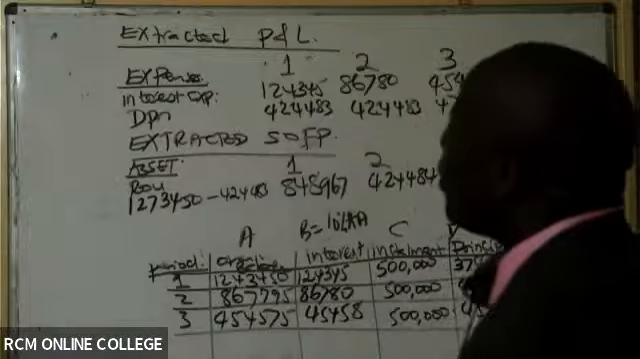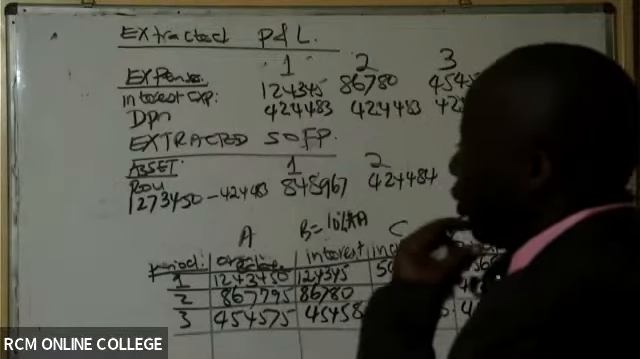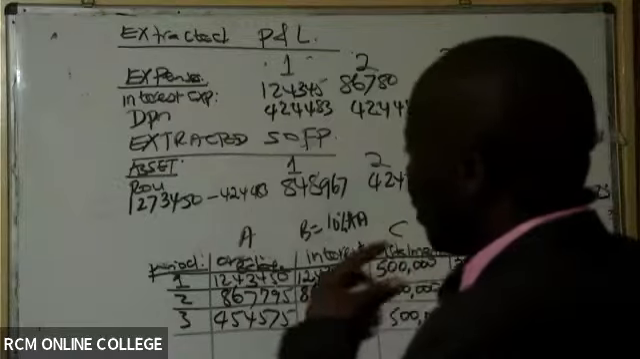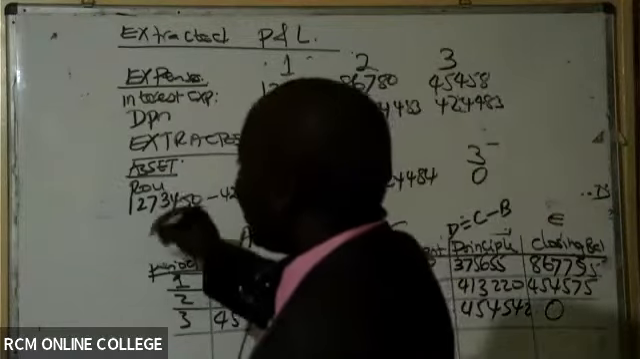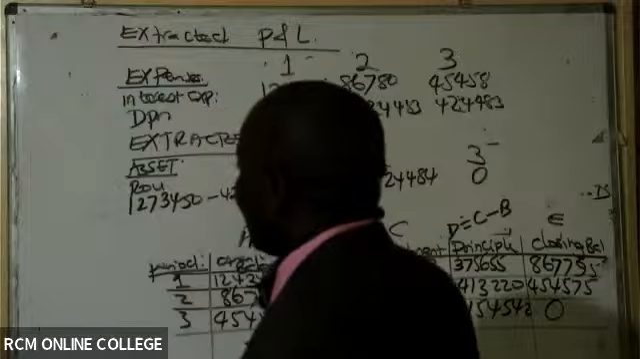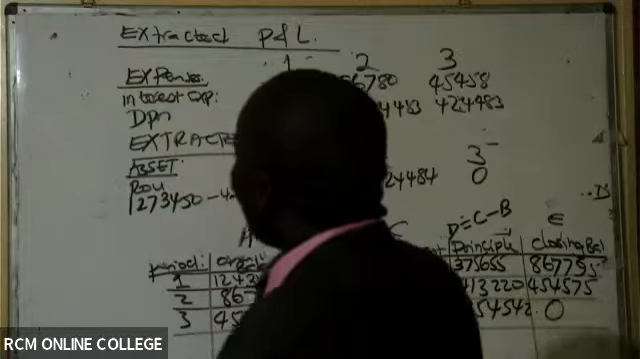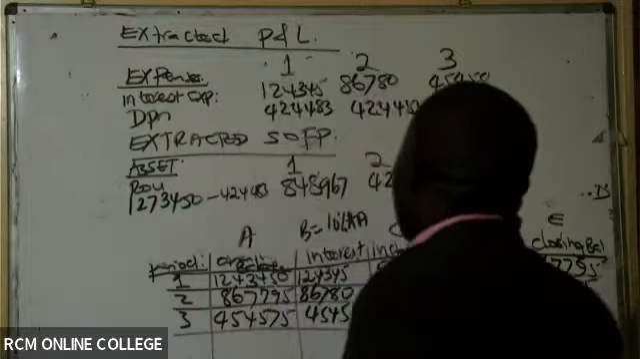Now from there, we go to the liability section. Liabilities: we have non-current liabilities and the current liabilities. So go ahead in this case and help Mwalimu here, ladies and gentlemen. We have our extracted statement of financial position.